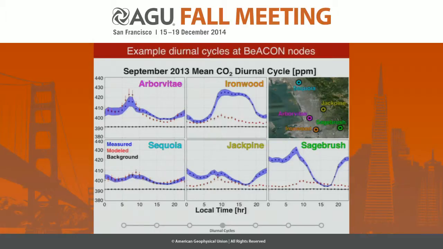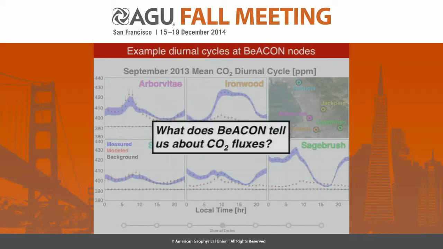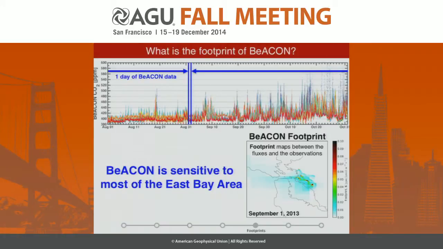So what I'm really interested in knowing is what can Beacon actually tell us about CO₂ fluxes in the Bay Area? In order to answer this, I decided to do a simple one-day test with Beacon to see if I can actually estimate anything with the Beacon network. So for the rest of the talk, I'm going to talk about just a single day of Beacon data from September 1st, 2013. In order to estimate those fluxes, I need to know the footprint of those measurements. So what's the spatial area that those measurements are sensitive to?